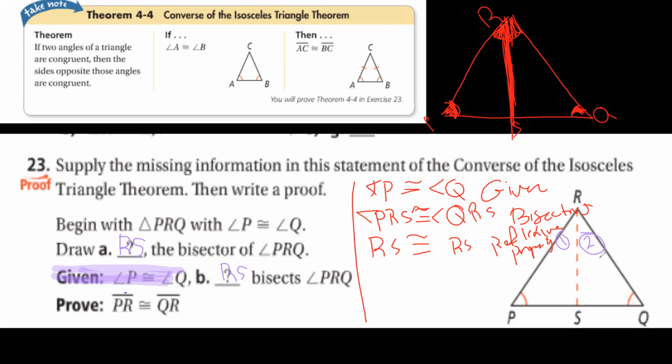So, which postulate or theorem can I use to say that these two triangles are congruent? Angle, angle, side. Here we have an angle, and here we have another angle, and here we have a side. Is the side included between these two angles? No, it's not included. So because of that, AAS can work now.